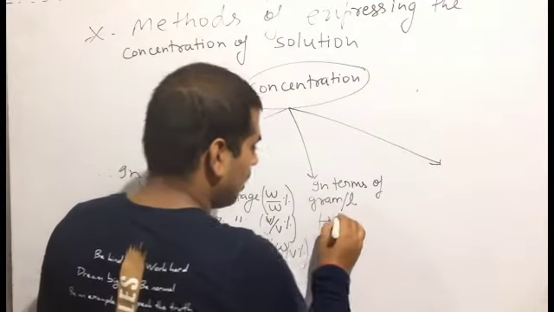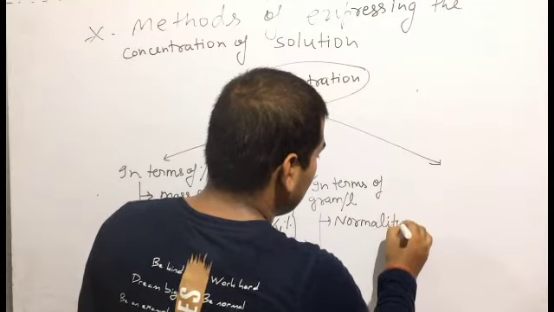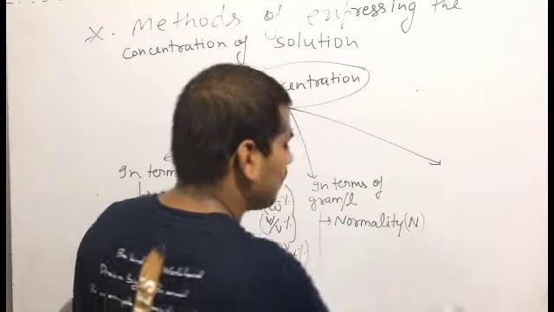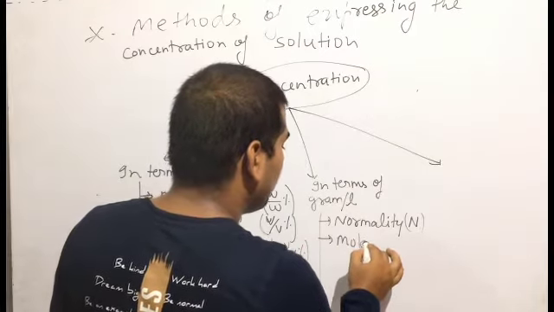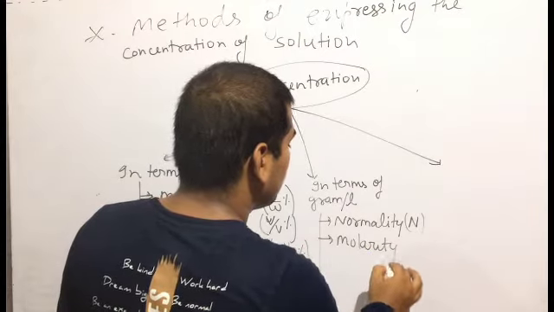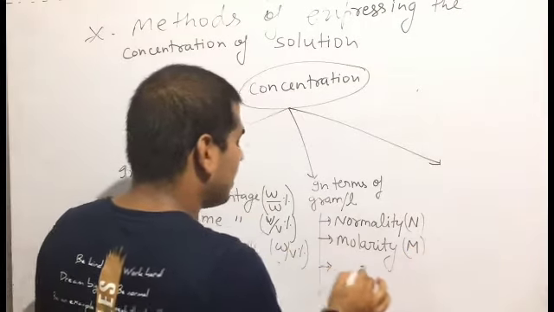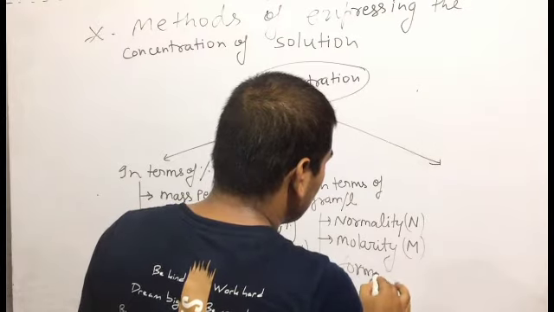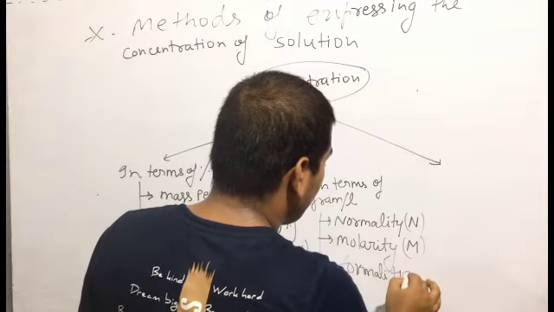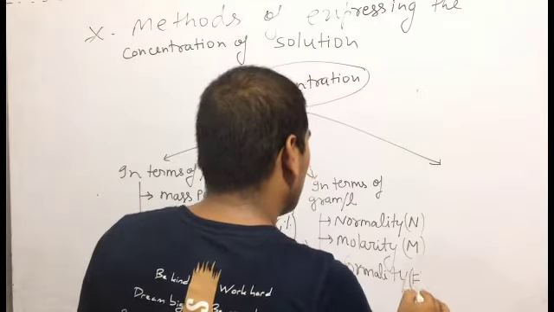So first is normality. Normality is represented by capital N. Second one is molarity, represented by capital M. Next one is formality, represented by capital F.